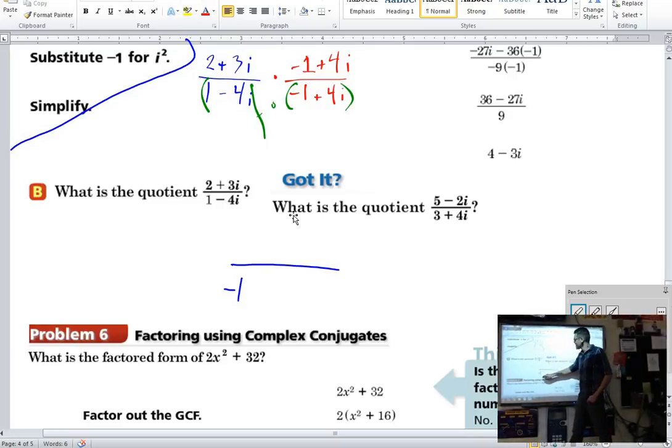The denominator becomes -1. There we go. For my firsts. My outer would be positive 4i. My inner would also be positive 4i. So I get plus 8i. And, sorry, that gives me the negative 16i squared.